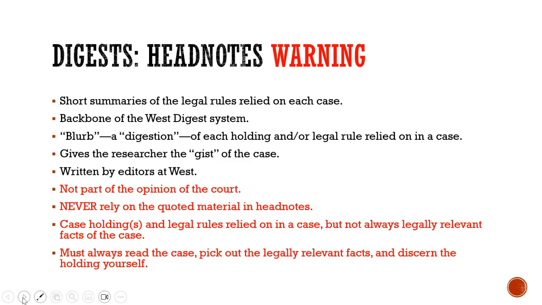That's the warning label. You're not going to cite or write about the headnotes. So you'll never rely on the quoted material in headnotes, and you'll never rely on the headnotes anyway, as the last point makes. You still have to read the case. You have to pick out the legally relevant facts from that case and discern the holding on your own. But case holdings, and the bullet point above that, these are the legal rules relied on in a case. It's not always legally relevant facts of the case.